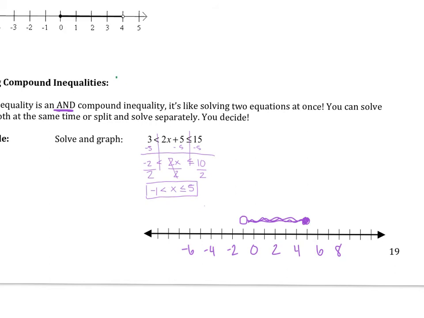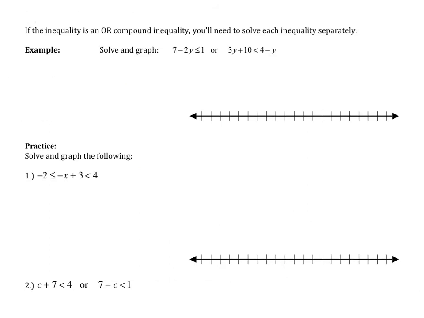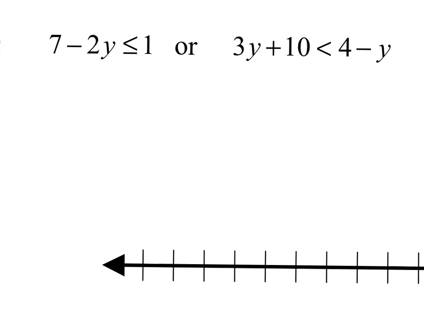Now the second kind of compound inequality to solve is going to be an or inequality, but they're actually easier, guys, because you just solve each one individually. So it's like what you already know how to do. The next page, it wants us to solve and graph 7 minus 2y is less than or equal to 1, or 3y plus 10 is less than 4 minus y. So literally solve each of them separately. So let's just go ahead and solve the first one.